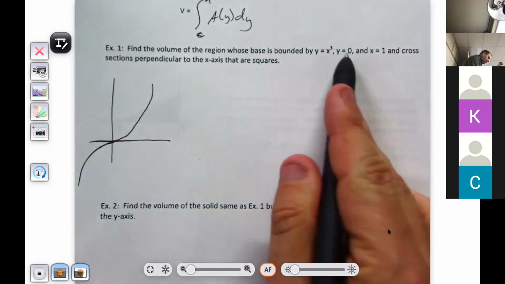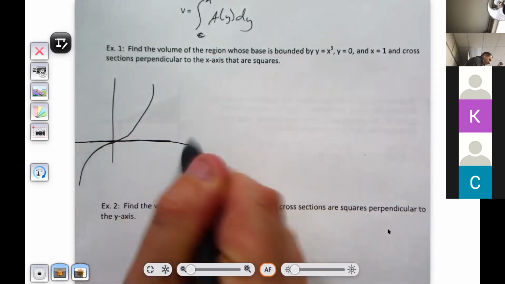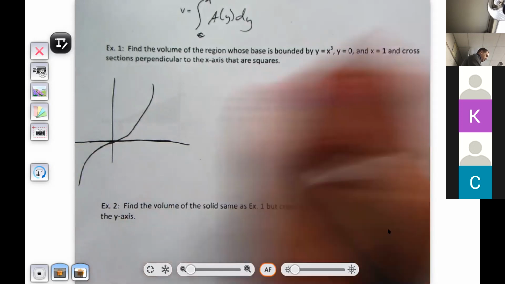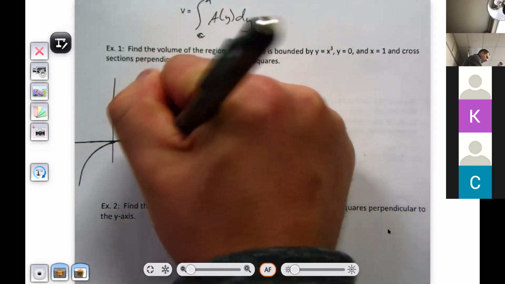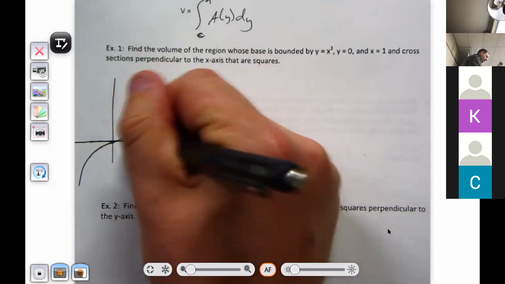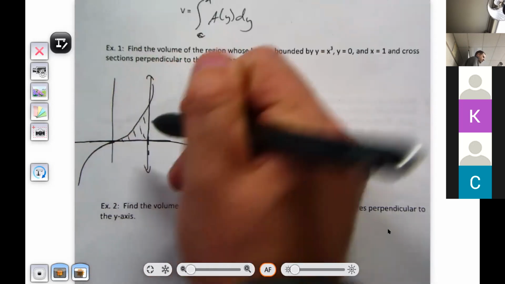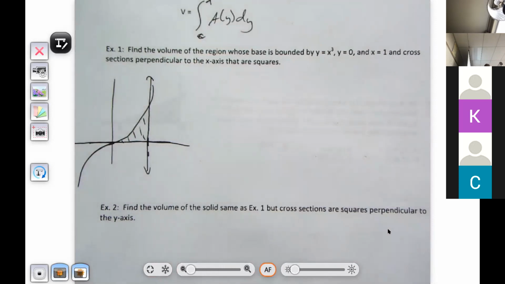All right. Y equals 0 is the x-axis. And then x equals 1. I'll just put that right here. Okay. So our region is this little space right there. That's what we're going to fill up. And we're going to fill it up with squares that are perpendicular to the x-axis. So again, imagine I take this little square right here and I plop it straight down onto the paper. So it's coming off the paper.